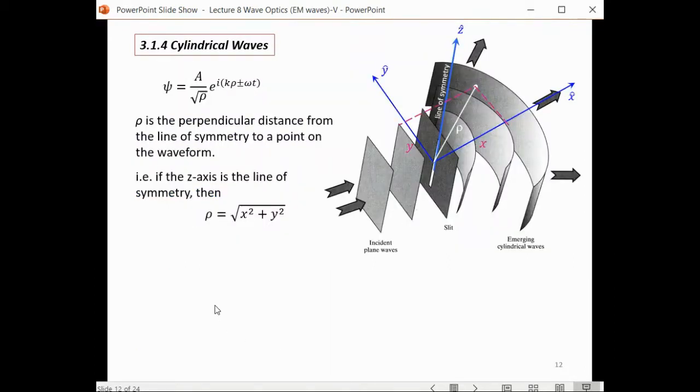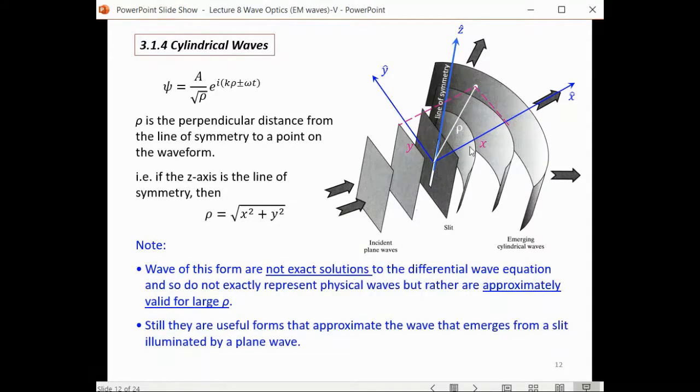Next, cylindrical wave disturbance can be expressed as psi equals A over root rho multiplied by exponential i k rho plus or minus omega t. Rho here is the perpendicular distance from the line of symmetry to the point on the waveform. And rho is given as the square root of x squared plus y squared. The wavefront is cylindrical in shape.